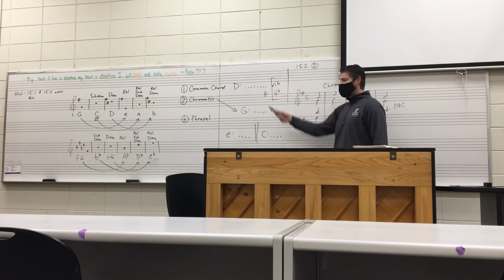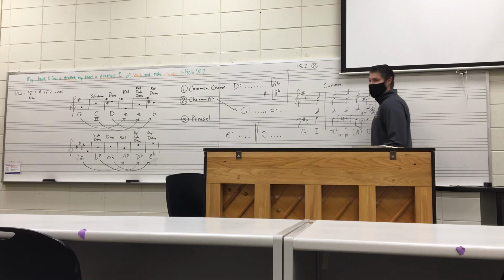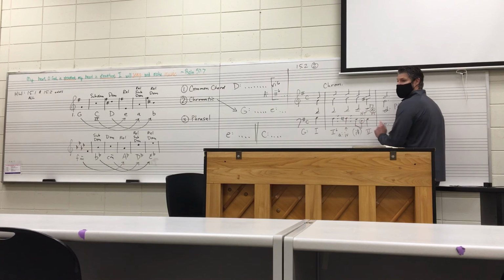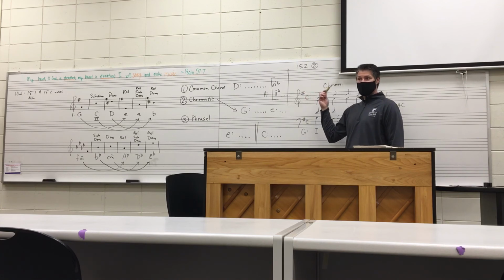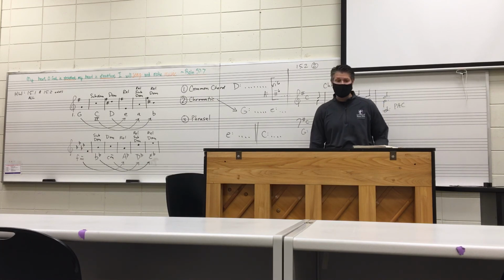How do you identify the second key? You look at what accidental is added, or in this case, taken away. And then you look at the cadence to confirm your suspicion. Number one, that we're moving to a new key. Number two, what that key is according to the given cadence.